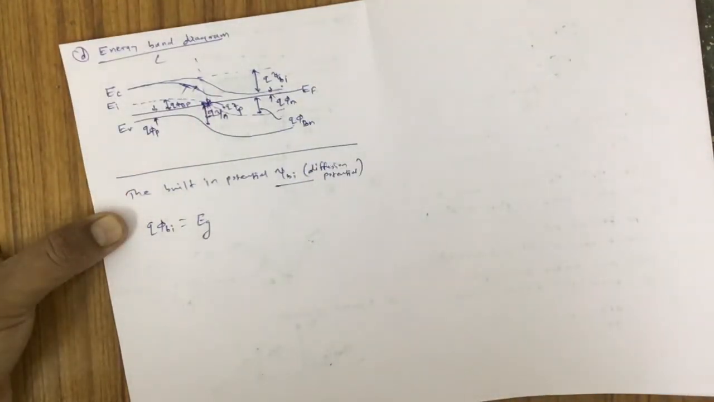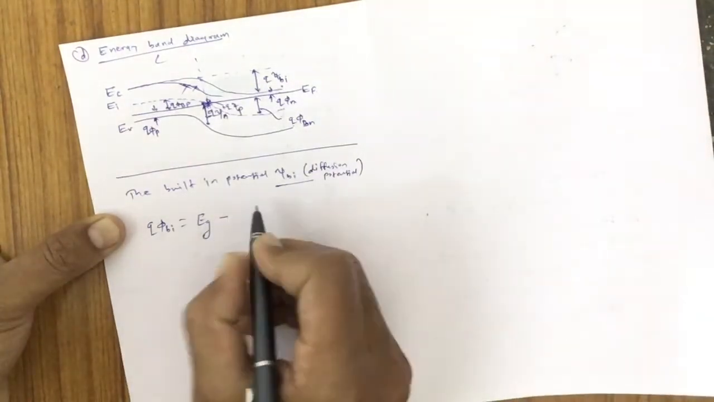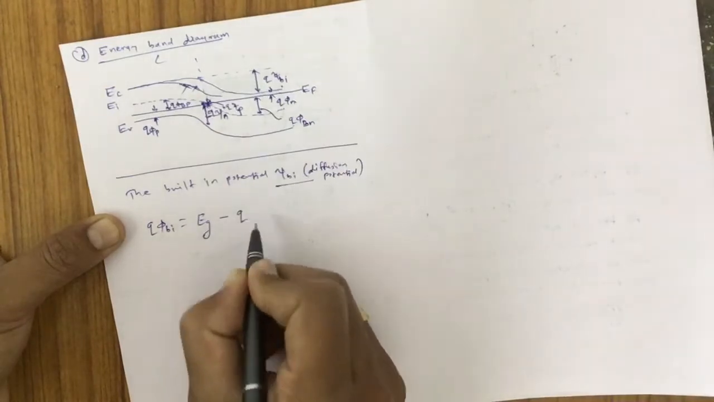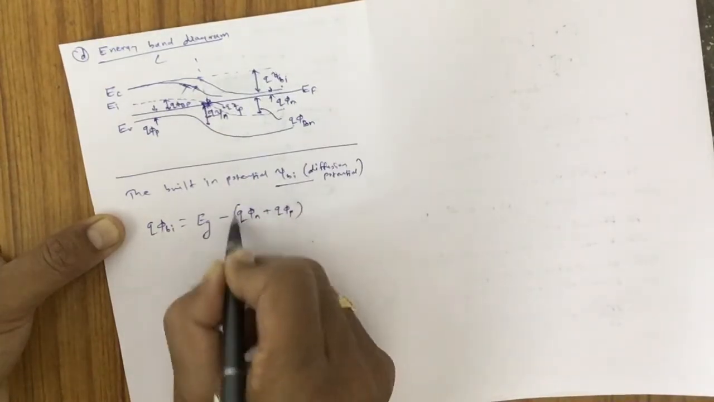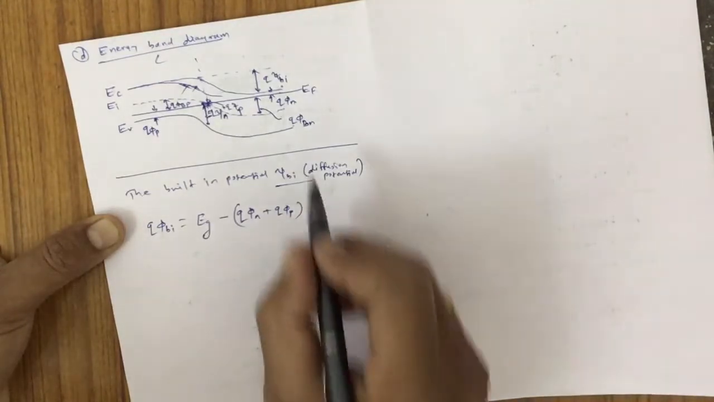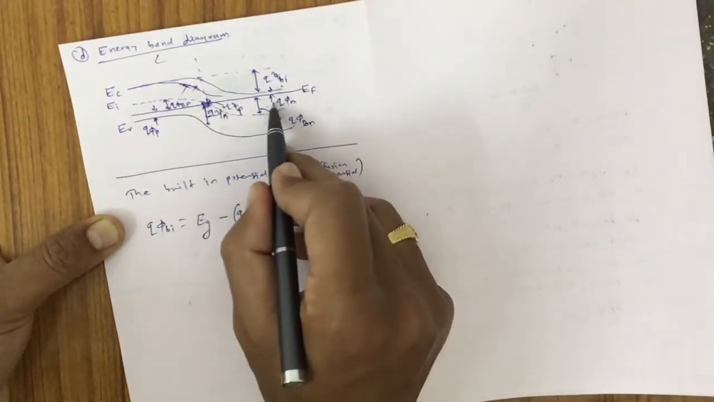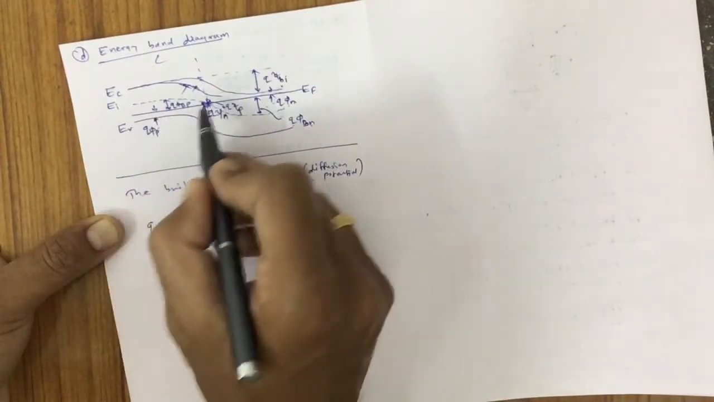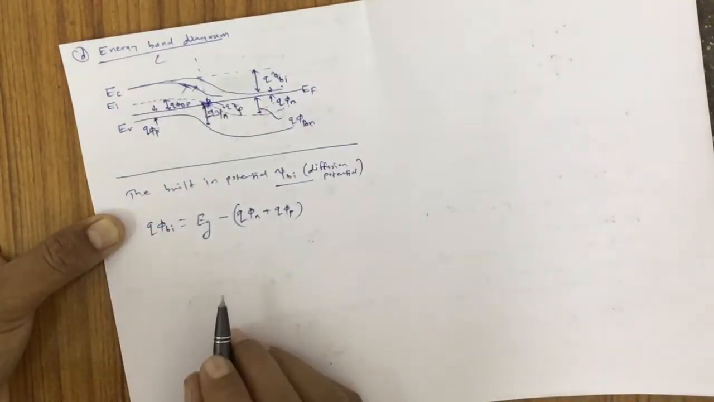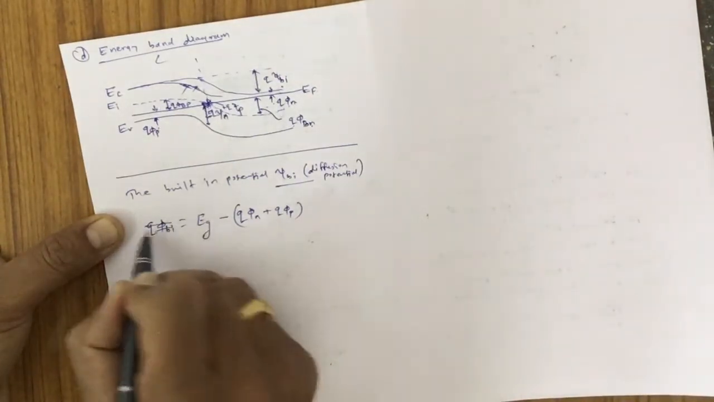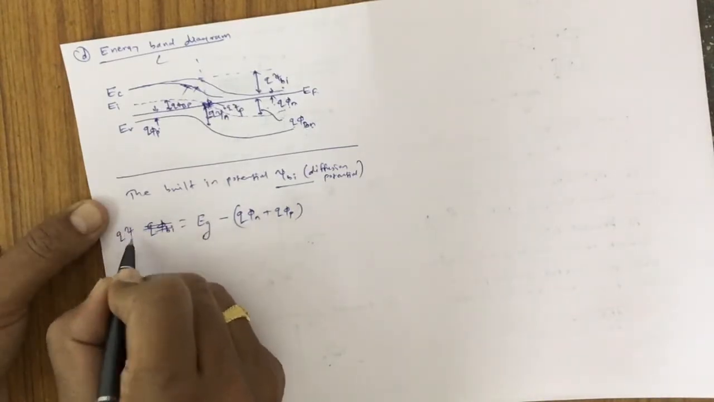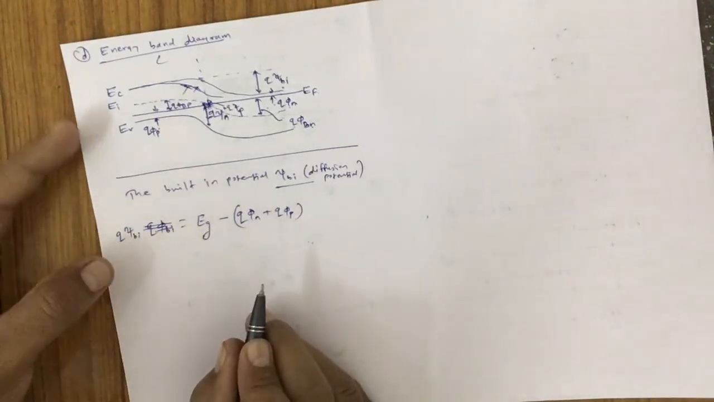So Eg minus q phi n plus q phi p. These potentials we have to subtract. So q phi n and q phi p, from this we have to subtract, and that will give us the total, q psi bi, the built-in potential.